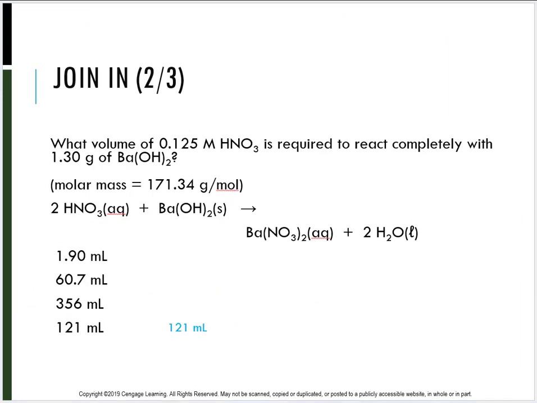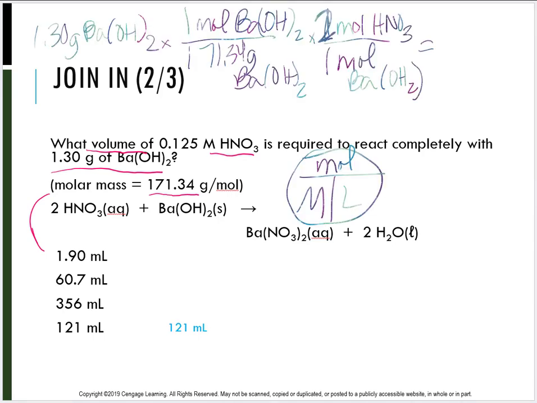In this problem, we're going the other direction. It wants to know the volume of HNO3 to react with 1.3 grams of barium hydroxide. We're given a balanced equation, and we're given the molar mass of barium hydroxide. So why don't you see if you can work backwards, and then we'll check in. Let's see how you did setting this up.